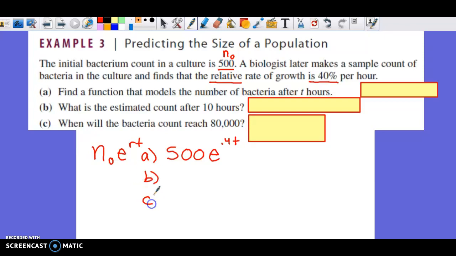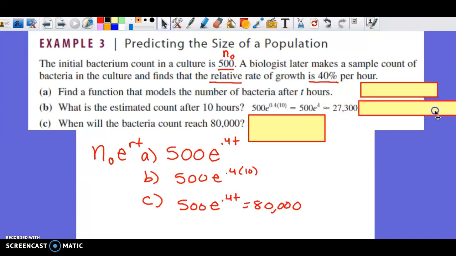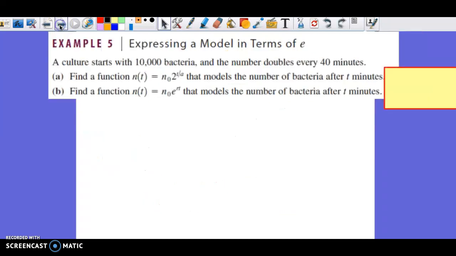And so parts B and C are using that equation. Part B, you're just going to plug in 10. And part C, you're going to set that equation equal to 80,000. So I'd really like it if you would try those on your own to solve. I'm going to go ahead and reveal the answers, so make sure you pause it before I do that so that you can try it on your own. But these are the answers that you should get. If you're not getting those, help each other out or ask questions when I come back.